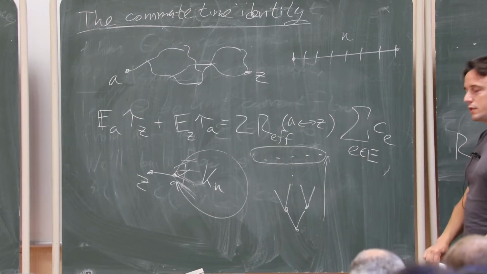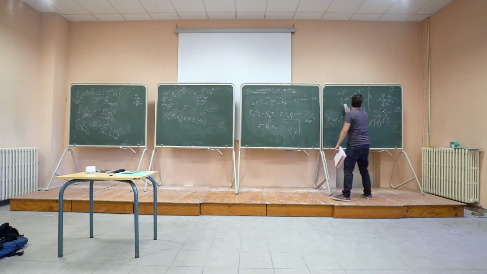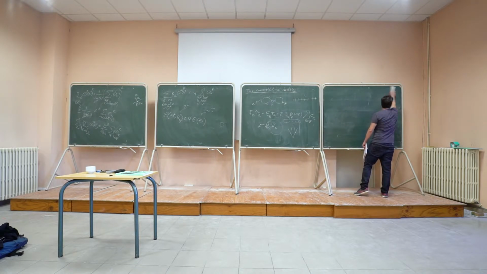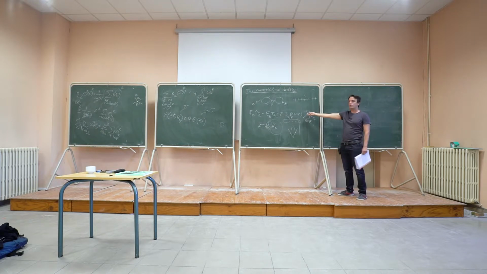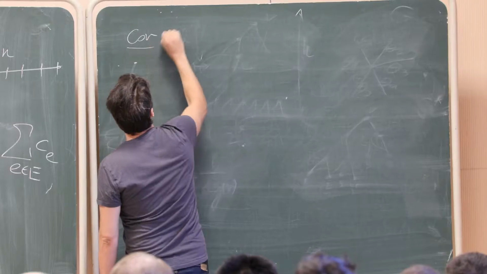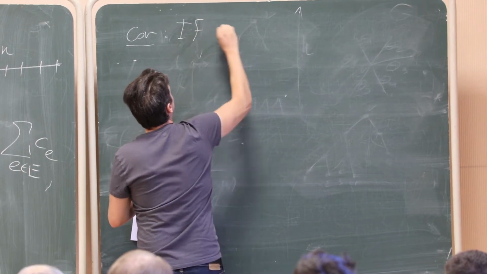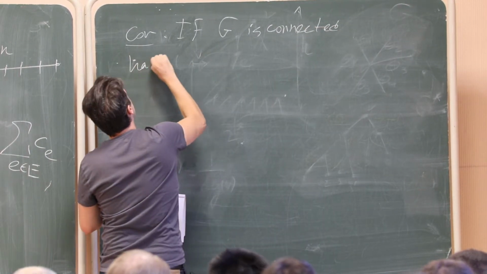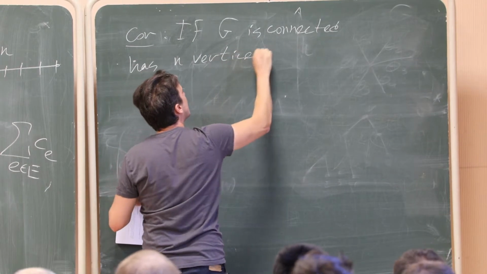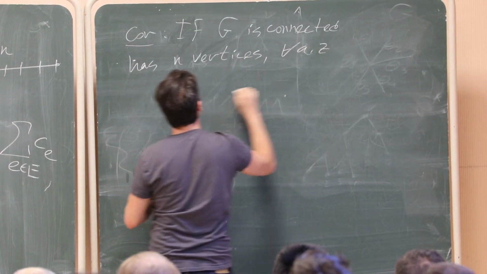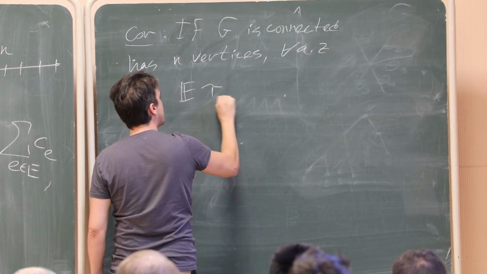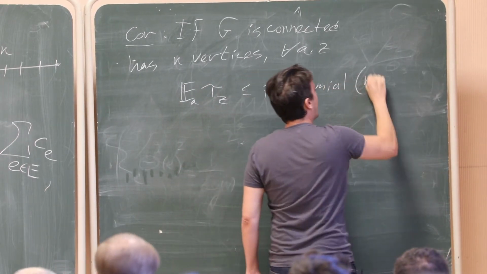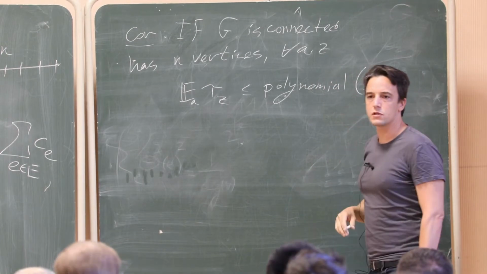The only estimate that we will need with respect to the commute time identity is the corollary. If G is connected and has n vertices, then for any a and z, the expected time to reach z from a is polynomial in n. Connected, has n vertices, it's only polynomial.